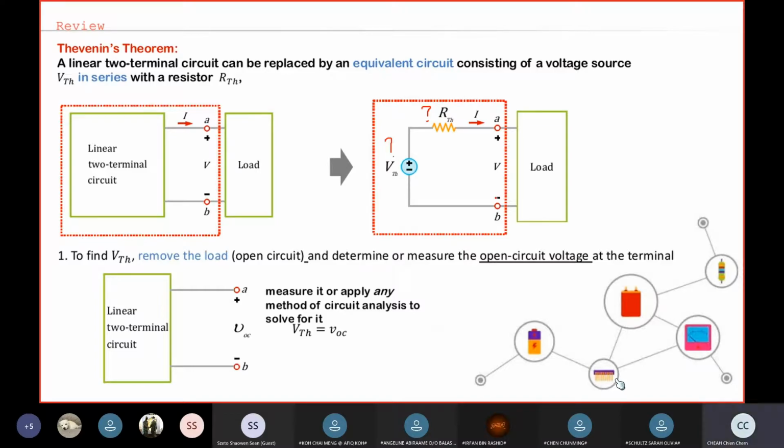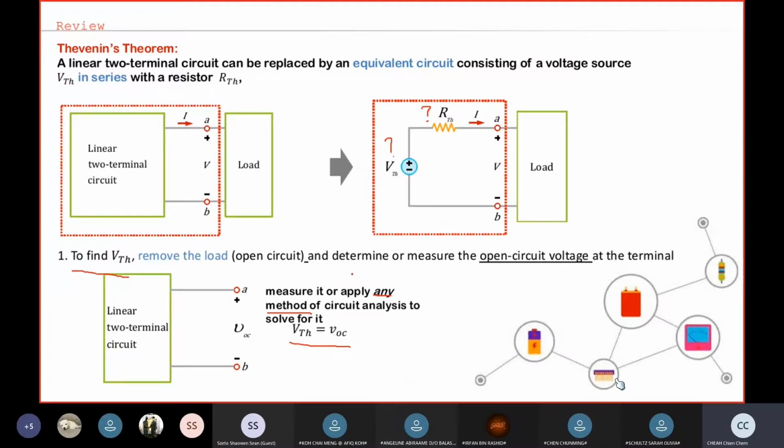To find VTH, you must first remove the load, take out this load, and you have an open terminal. The voltage at the open terminal is your VTH. To find this VTH, which is the open circuit voltage, you use any method that you have learned. I've just gone through them. You need to select one of them. Which method to select depends on the variables. In some cases, if you can just simplify it by series-parallel, just go ahead. If not, then use nodal or mesh analysis, depending on the number of variables.